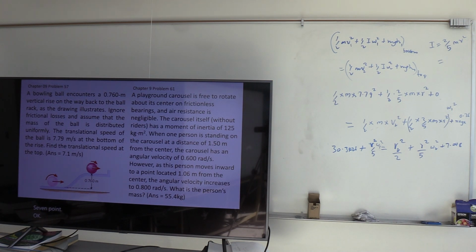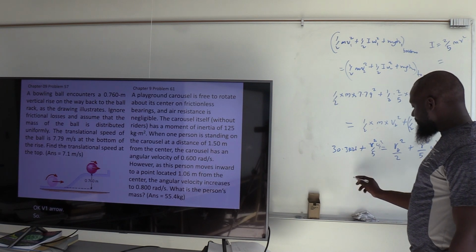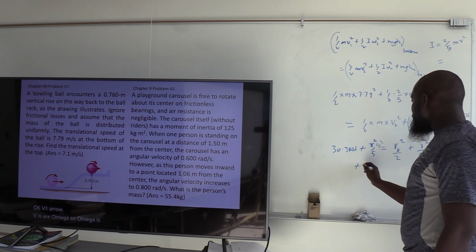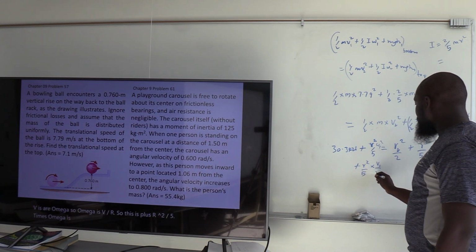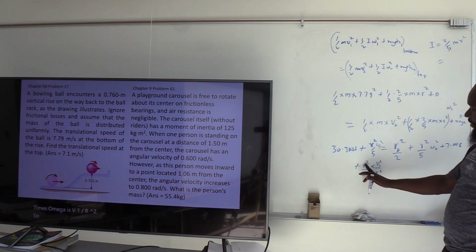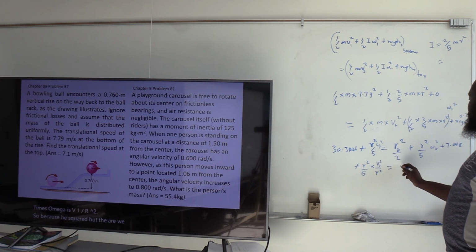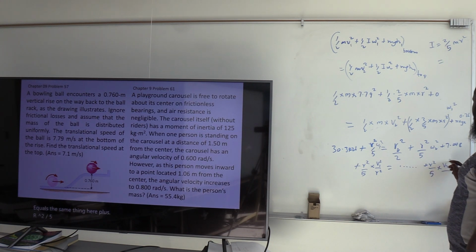Now, omega 1 squared. V is R omega, so omega is V over R. So this is plus R squared over 5 times omega, which is V1 over R, squared. Because it's squared, the R cancels here. It equals this same thing here, plus R squared over 5 times V2 squared over R2 squared. So the R will also cancel here.